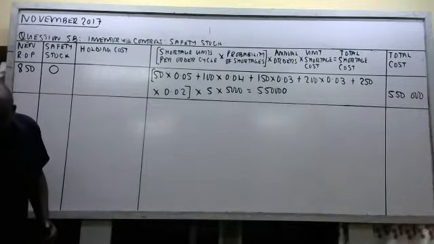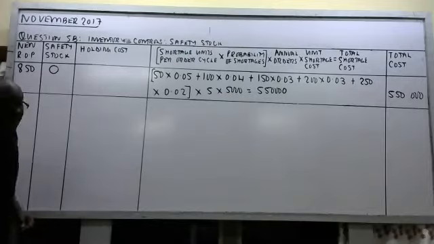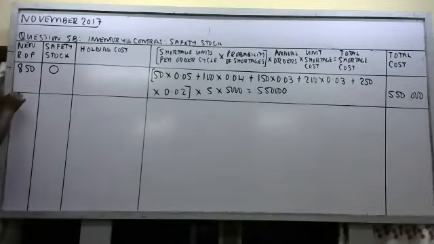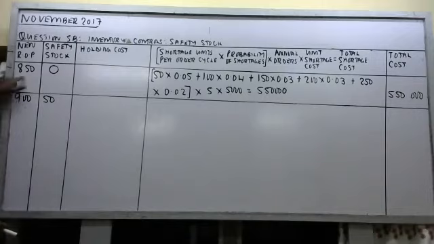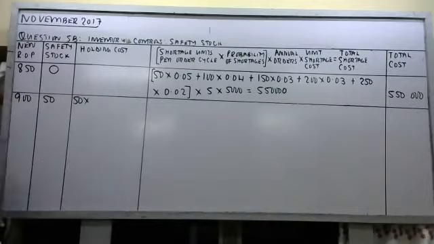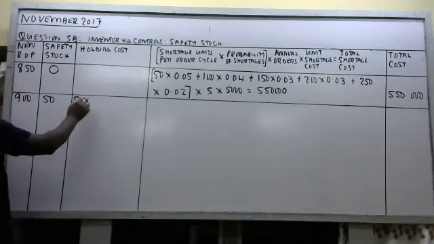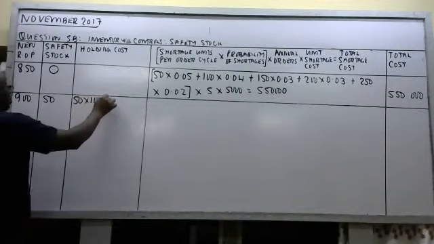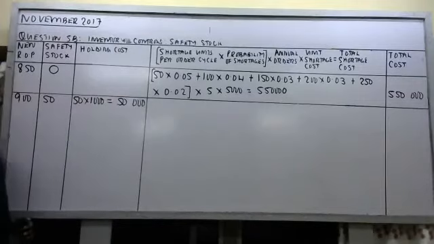So let us now try the next one of 900. At 900, you will have a safety of 50, the difference between this and 850. So the holding cost will be 50 times, according to information 3, it is 1,000. So this one I can assist you, it is 50,000.